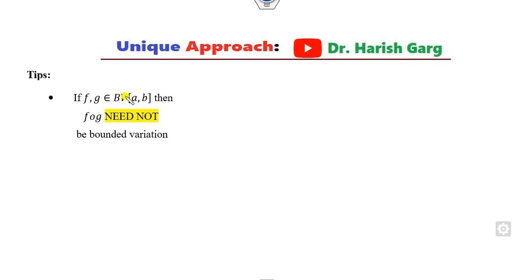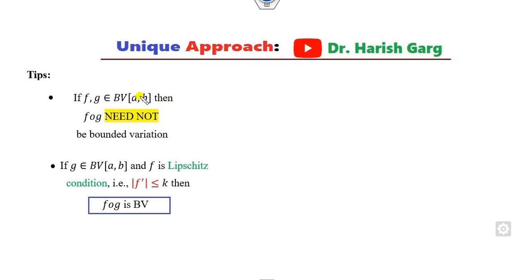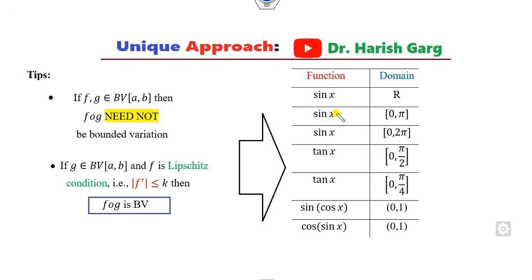The last point is, if f and g are of bounded variation, then the composition of them need not be of bounded variation. If you want to prove the composition is of bounded variation, make sure the first function g is of bounded variation and this f must satisfy the Lipschitz condition, that is, the derivative of this should be less than k. For example, like here, firstly we can check.